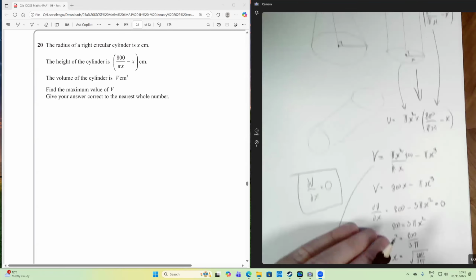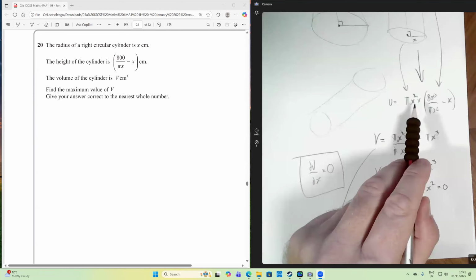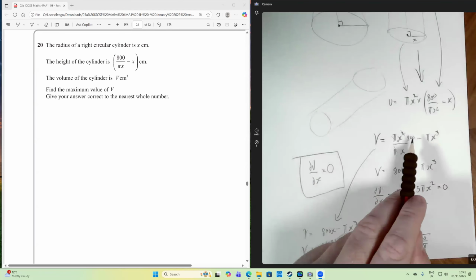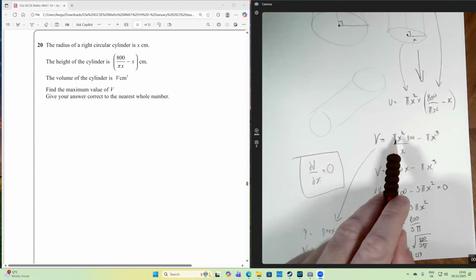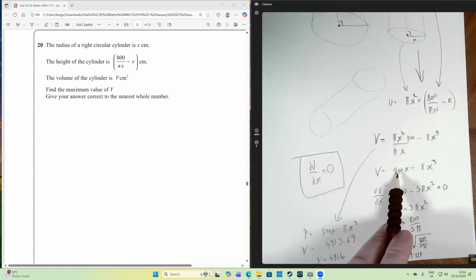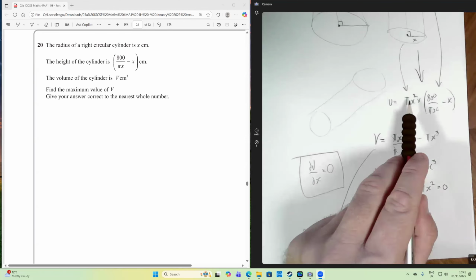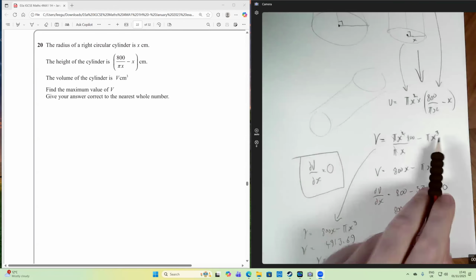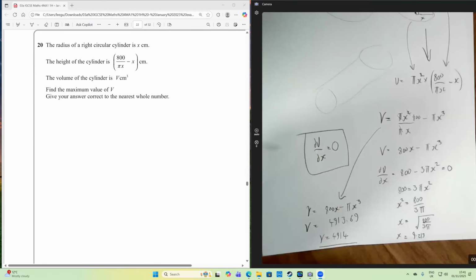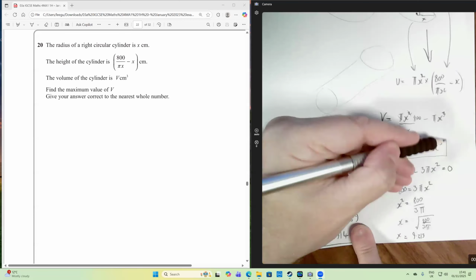So let's expand that bracket now. We have pi x squared times 800 over pi x. The pi's cancel, one of the x's cancels, giving us 800x. And then here we have pi x squared times x, which is minus pi x cubed. So that's our expression for our volume.